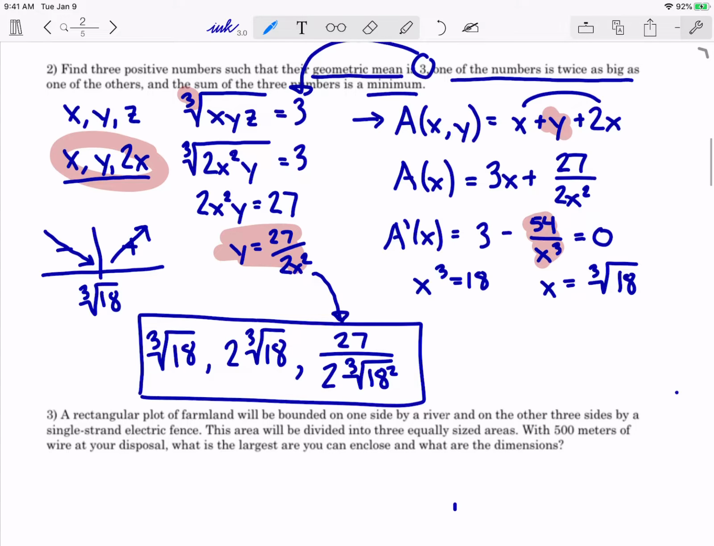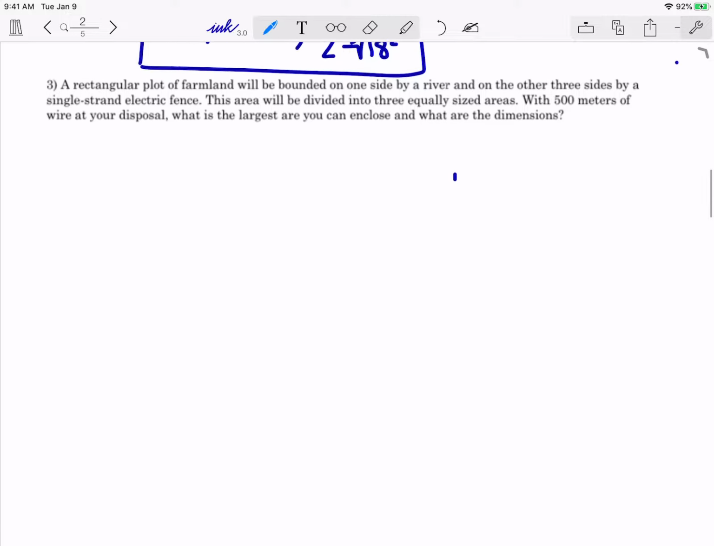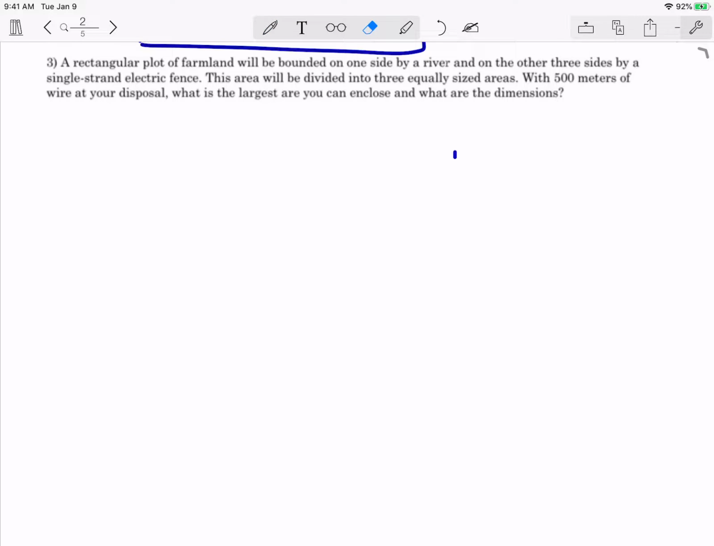Alright, so let's take a look at the next one. This is a standard problem you will see in many calc texts, examples online, etc. So we've got a rectangular plot of farmland that will be bounded on one side by a river and on the other 3 sides by a single strand electric fence. And then this area will be further divided into 3 equally sized areas. So we've got 500 meters of fencing. What is the largest area you can enclose?